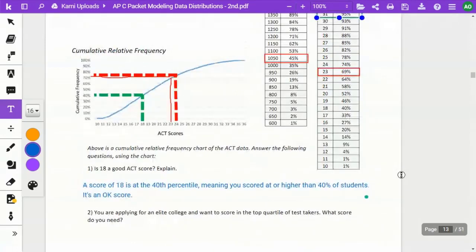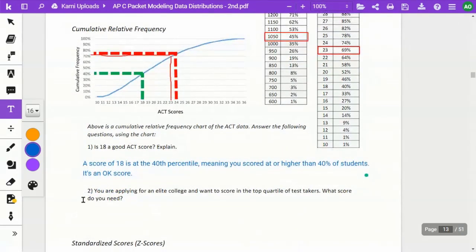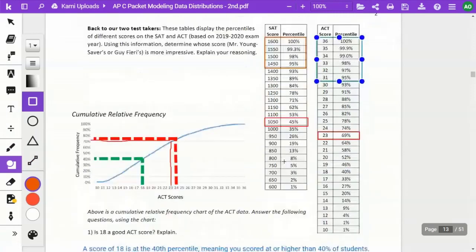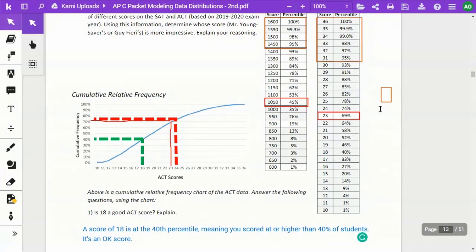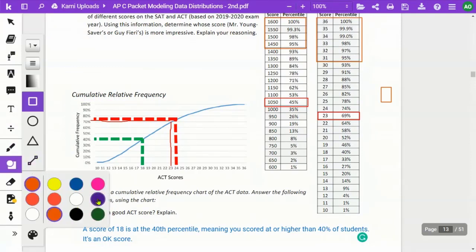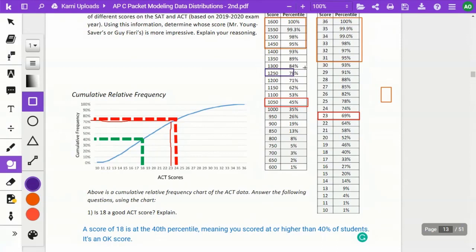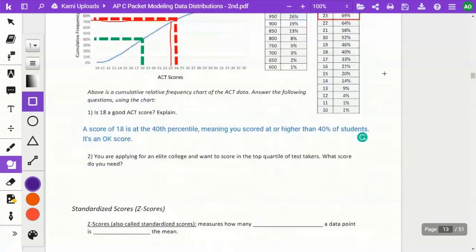Okay. So you're applying to an elite college and want to score in the top quartile of test takers. What would the top quartile of test takers be on the SAT? 1250, I think you're right. There, purple. 1250 and higher would definitely make it in, right? And on the ACT? Probably a 25 or higher, right? So those people would make it in.